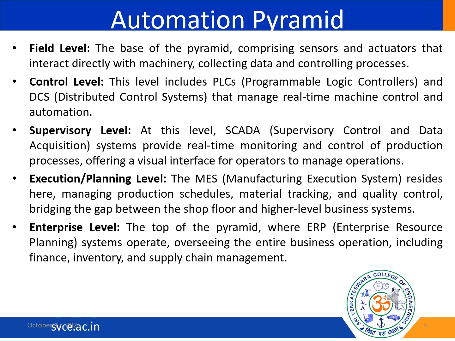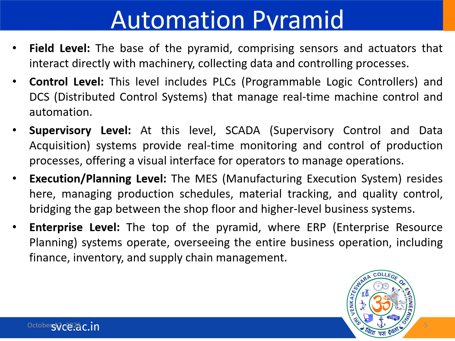The field level is represented as L0, where we focus on the production process, and in the control level we focus on PLCs, which is represented as L1. When you consider the lowest level, the field level, it is the base of the pyramid. It comprises all sensors and actuators that interact with other machinery and devices, which collect data and are used for controlling the processes.